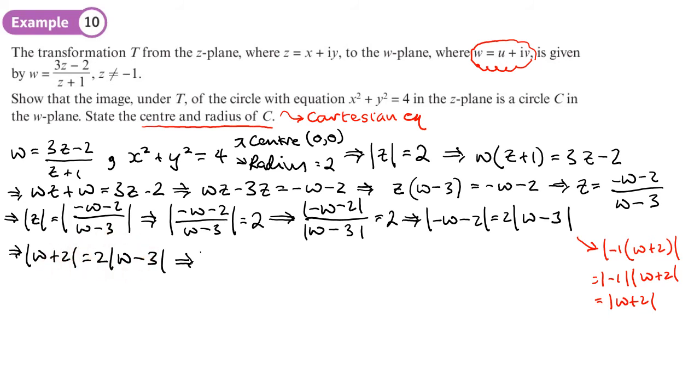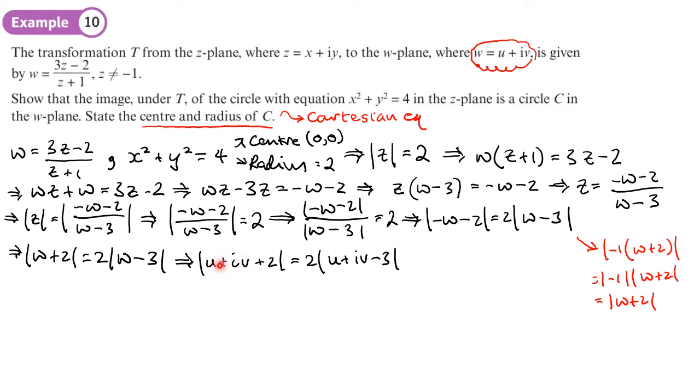So what we need to do first of all is replace the w with u plus iv. It's got u plus iv plus 2. So that's like w plus 2 equals 2. And then we'll have u plus iv minus 3. This is because we want to find a Cartesian equation.